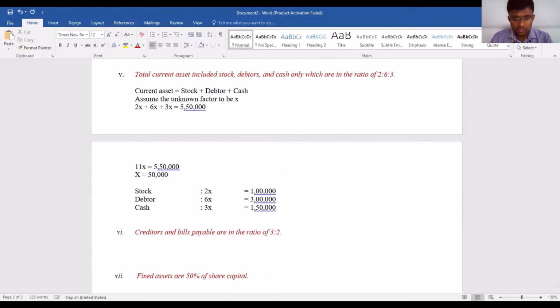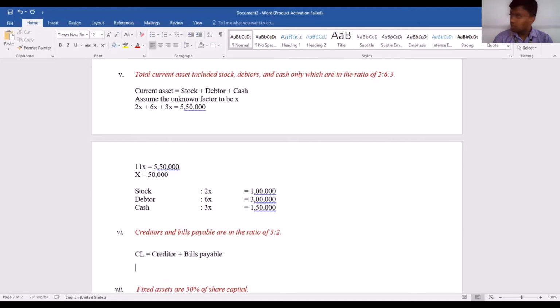Next one is creditors. We know creditors and bills payable are in the ratio of 3:2. So creditors and bills payable, these are actually your current liabilities. And what has been told to us in the question also is that there are no other assets or liabilities apart from the ones which have been mentioned. So current liability is equal to creditors plus bills payable.